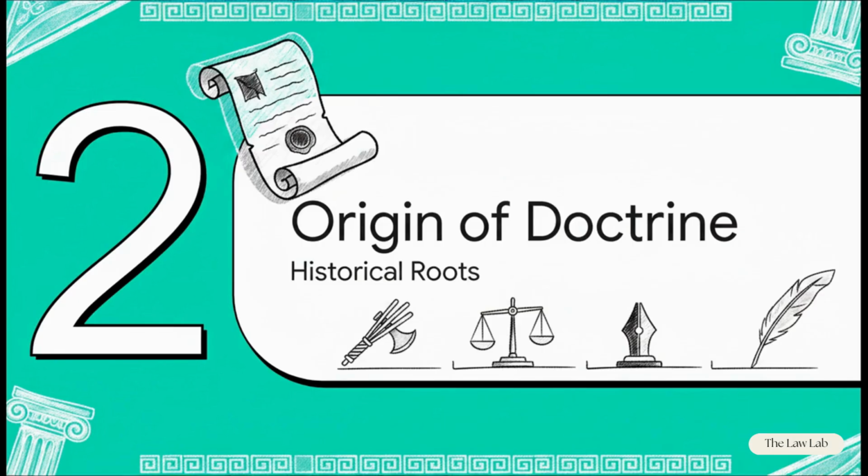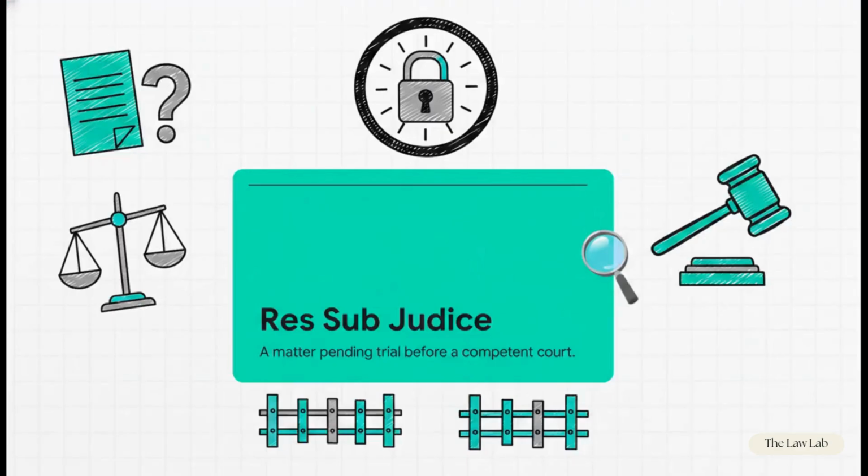Let's dig into its historical roots for a second. So let's break down that Latin, because it sounds more intimidating than it is. Res simply translates to subject or matter, and sub judice means under a judge's control or under consideration. Put it all together in plain English, and the term just describes a situation where a legal matter is currently active and pending trial before a competent court. Think of it like a giant "Do Not Disturb" work in progress sign hanging on the door of the legal system.